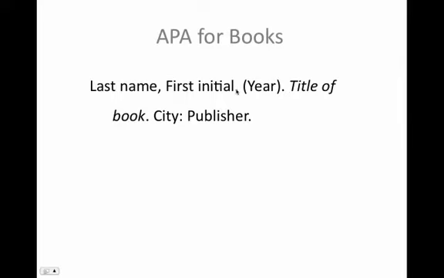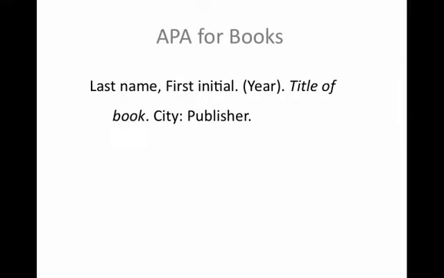So I put a period, parentheses, my year of publication, another period. I put the title of the book in italics. And notice that the B here is not capitalized. That's because APA follows different capitalization rules than MLA does. And then I have the city of publication and the publisher, just like I would with MLA.